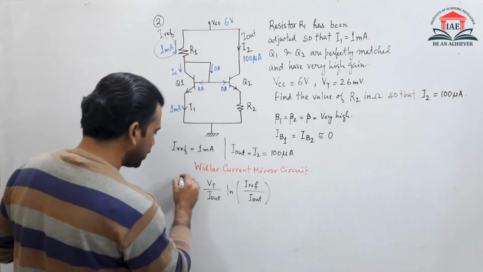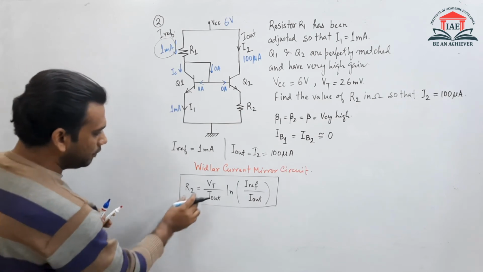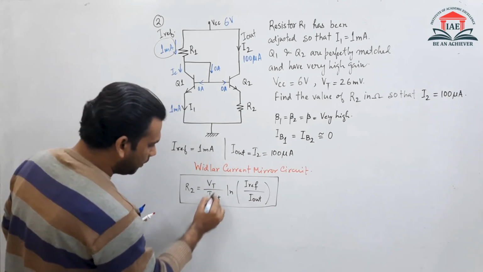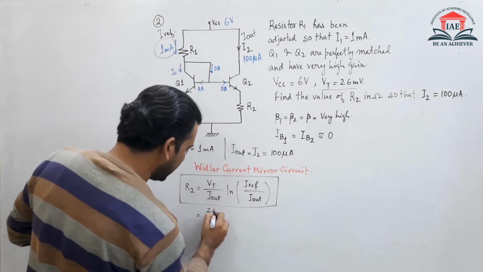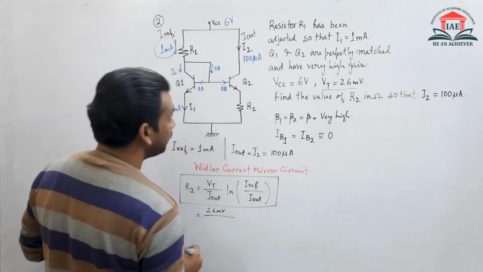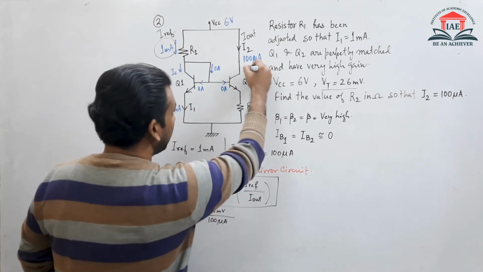This was the equation for the R2 value. So in the R2 value, see what the VT value was. VT value is given as 26 millivolt. So put 26 millivolt here. What was the I out value? 100 microampere. 100 microampere here.